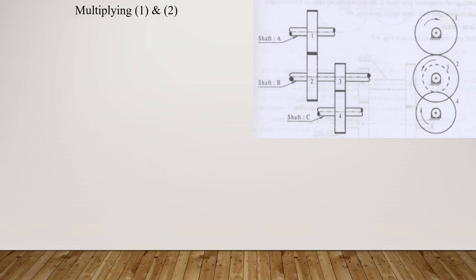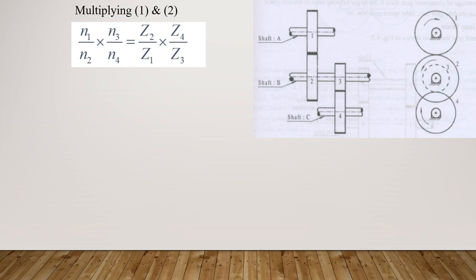So multiply equations 1 and 2. N1 by N2 into N3 by N4 equals Z2 by Z1 into Z4 by Z3. There is no common term, so we can't cancel in the number of teeth, whereas here you can see N1 by N2 into N3 by N4.